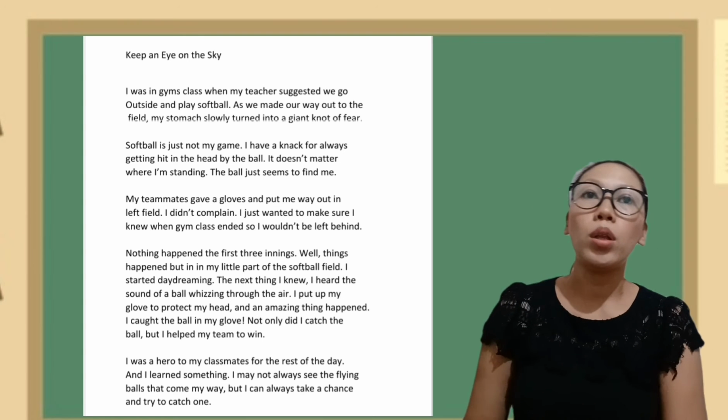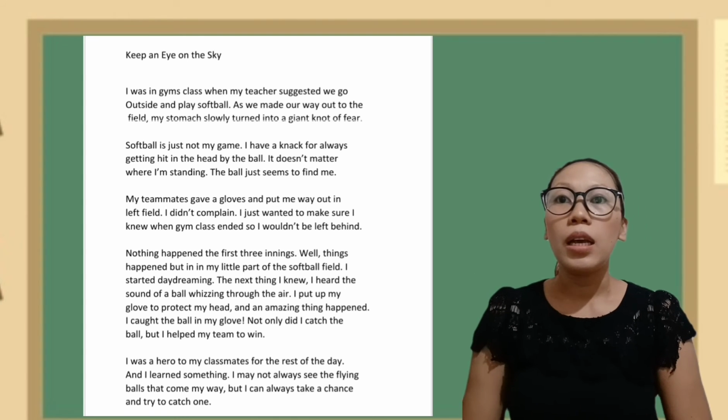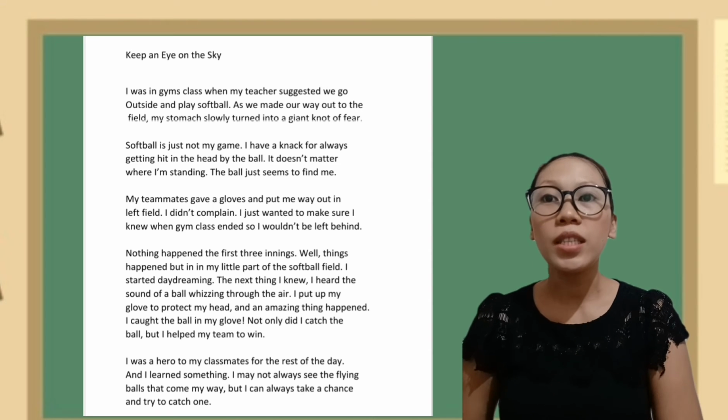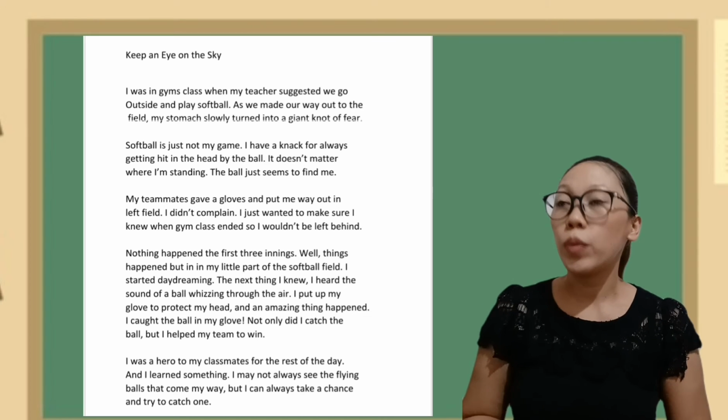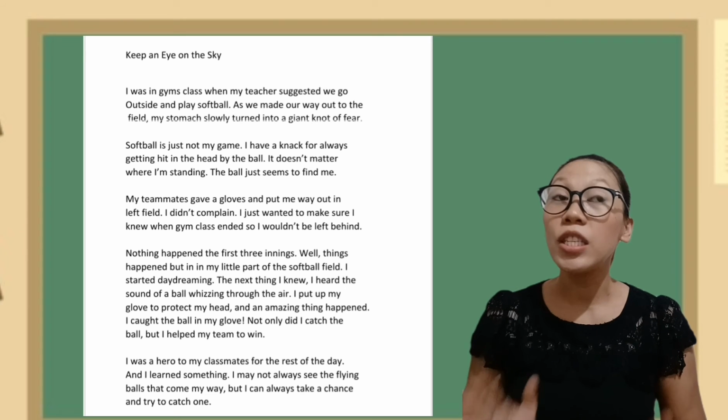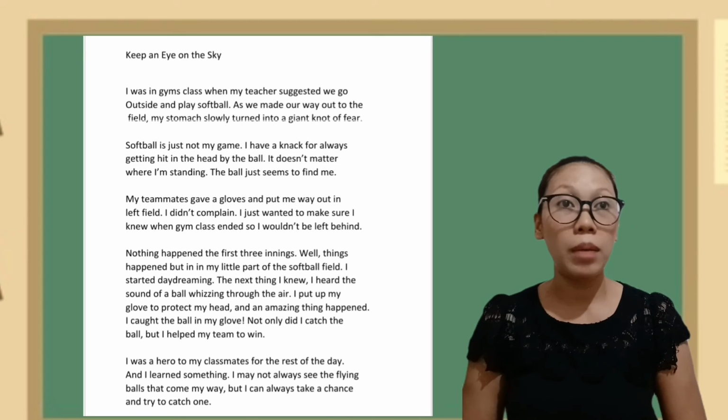In this example, the writer gives his or her narrative a title. And in the first paragraph, the writer sets the scene and makes the reader want to read more. Also, the writer describes an experience that happened to him or her.